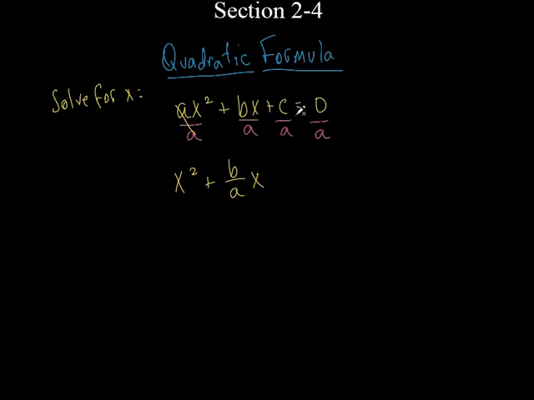I need to get rid of this c over a. If it's a plus c over a, how do I get rid of it? I subtract it. So I subtract it and I'll get a minus c over a. Why don't I have anything else over here? Well, because 0 over a is just 0, right? So 0 minus c over a is just negative c over a. And I left a blank here.